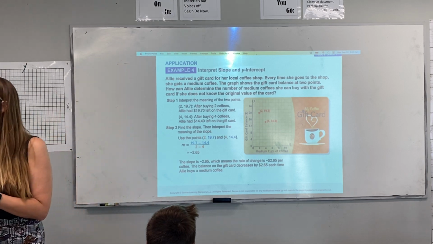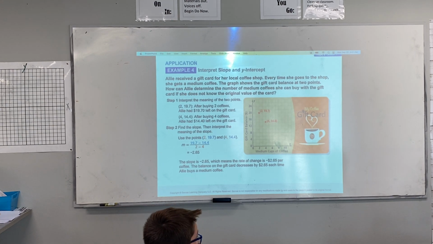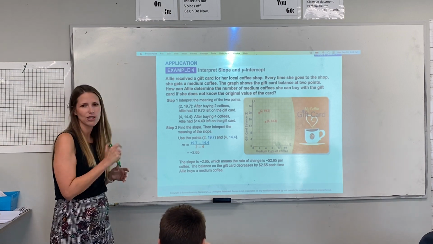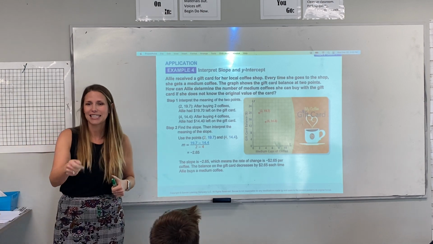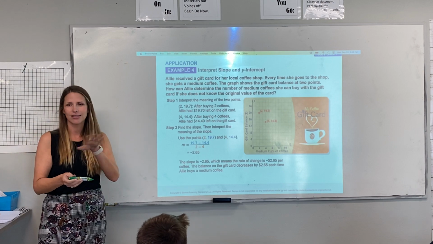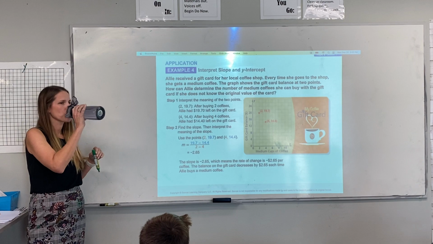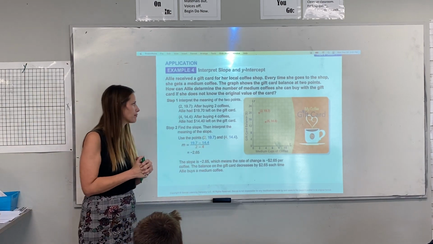Because you don't need the other ones. Positive, positive. Very good. We don't need any of these other quadrants because we're not dealing with negative numbers. Once you run out of the money on your gift card, you throw it away. You can't keep buying more coffee. They're not going to say you now have a negative balance. That's called a credit card, and that's a whole other thing. So that's why our graph here is just positive, positive.